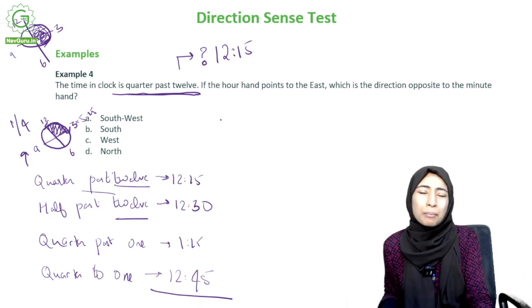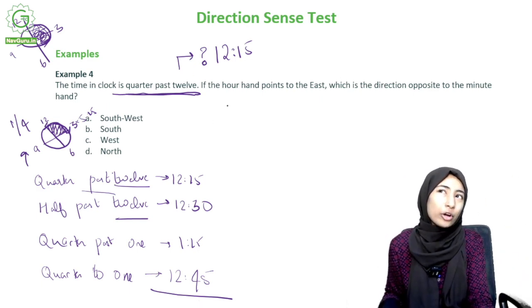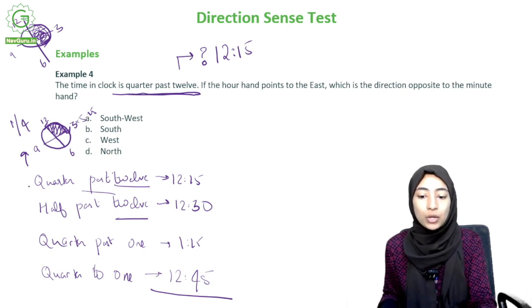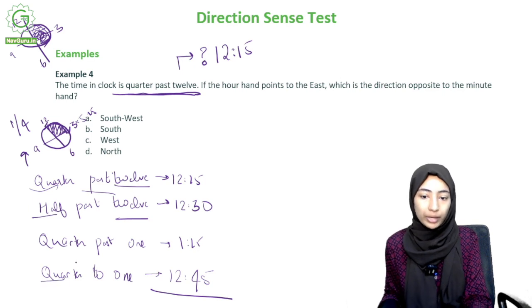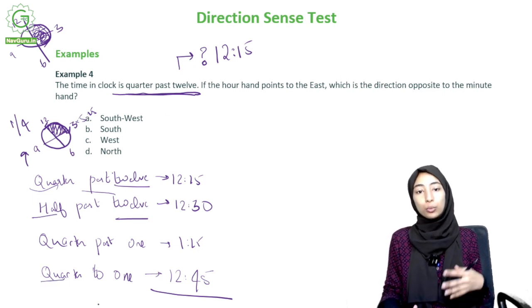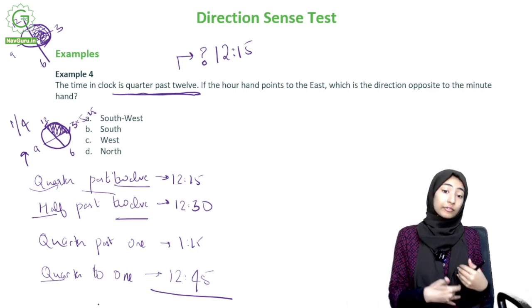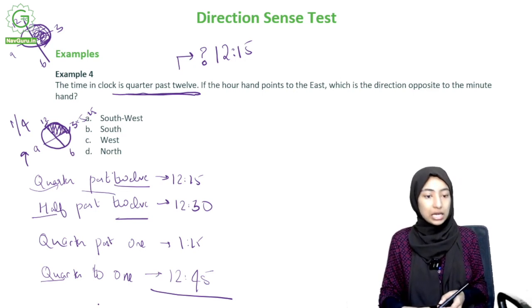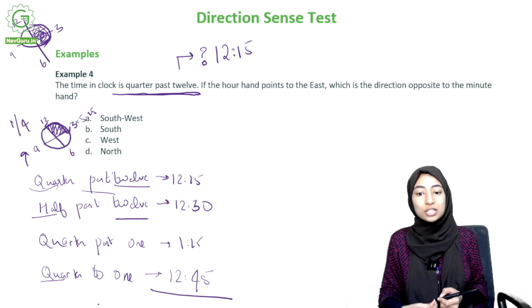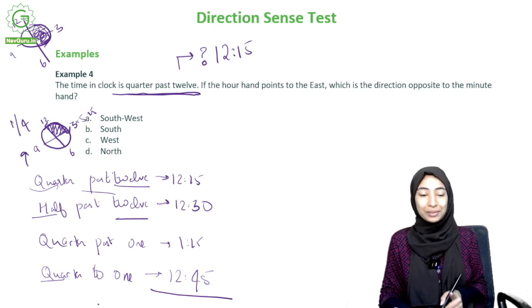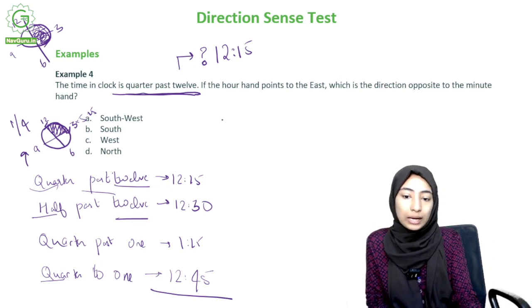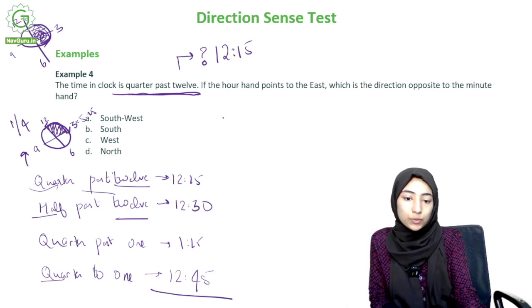Half to 1 is actually not used much. I think these are enough. Quarter past, half past, quarter to, okay? So when you say quarter past 12, you mean 15 minutes after 12, okay? Now, if the hour hand points to the east, which is the direction opposite to the minute hand? Okay, so basically you have, so how would you have 12:15? One second.